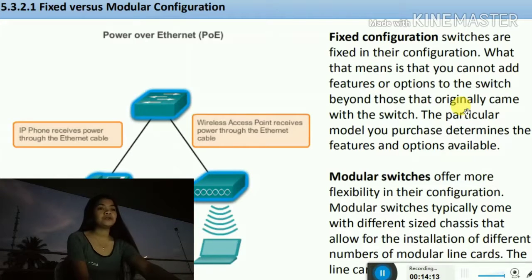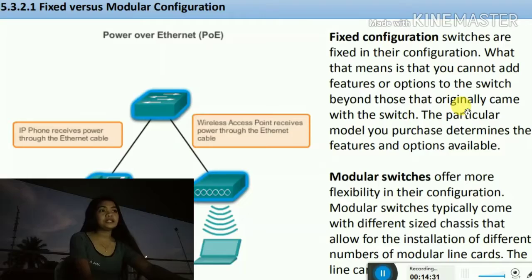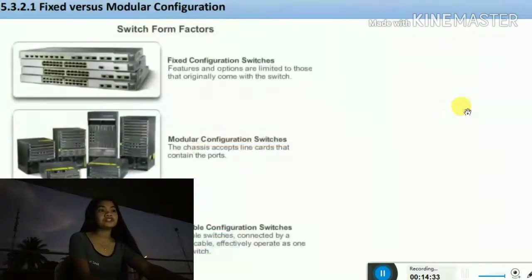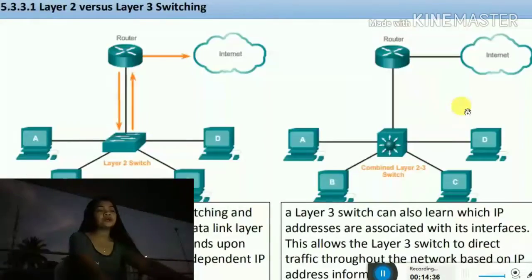A layer 2 switch performs switching and filtering based only on the OSI data link layer. However, a layer 3 switch can also learn which IP addresses are associated with its interfaces. This allows the layer 3 switch to direct traffic throughout the network. Cisco Express Forwarding, or CEF, decouples the usual strict interdependence between layer 2 and layer 3 decisions. Forwarding IP packets can be slow because of the constant referencing back and forth between layer 2 and layer 3.